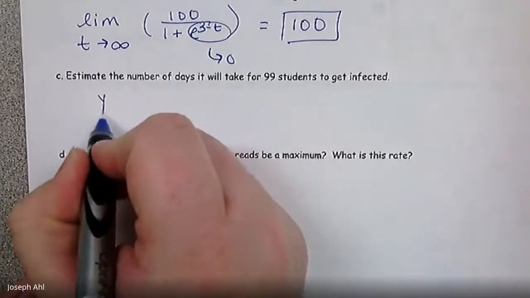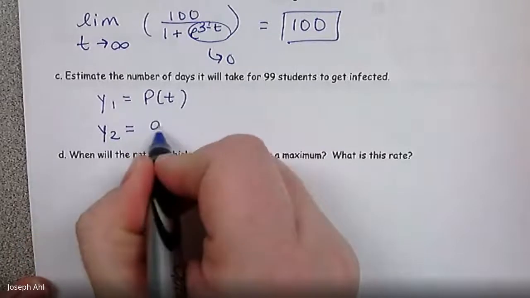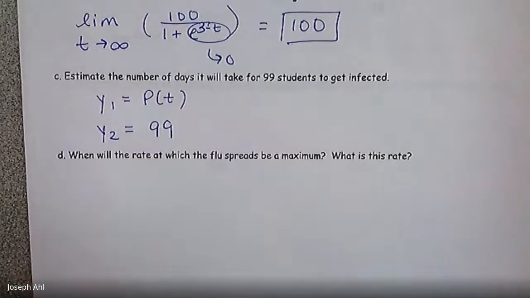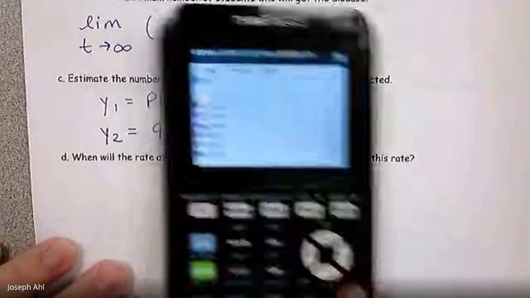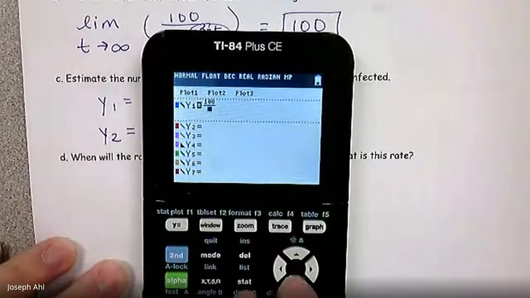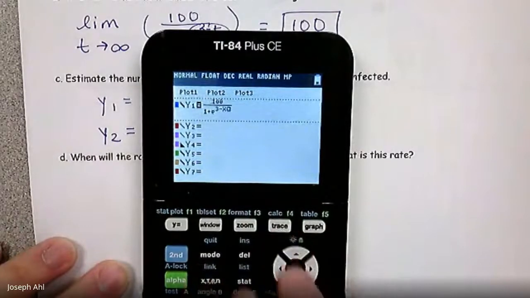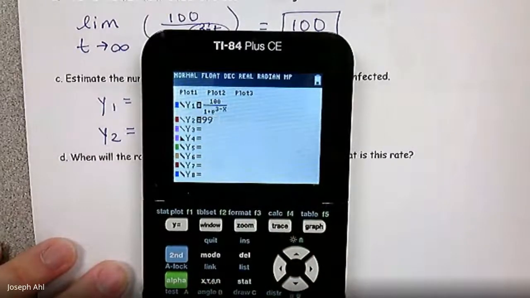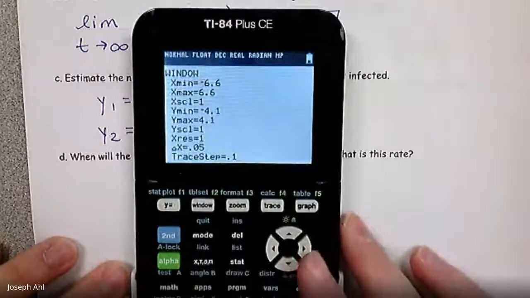Let's let y1 equal the function P of t. And then in y2, we'll have 99. Okay, so let's go ahead and type this in, see what we wind up getting. So for y equals, let's go ahead and type in 100 over 1 plus e to the 3 minus x power. In y2, we want 99. And because we have y2 equals 99, definitely we want to set the window appropriately here. We were just using Zoom decimal.